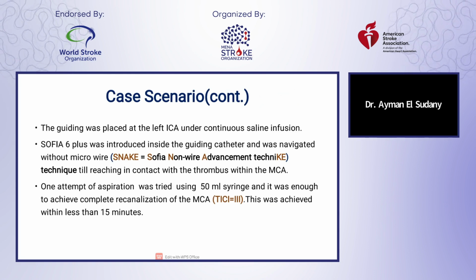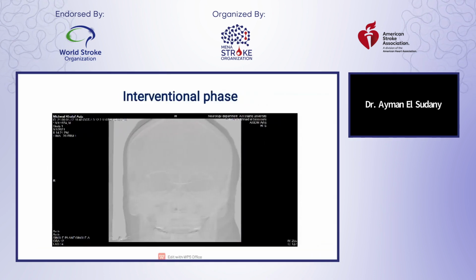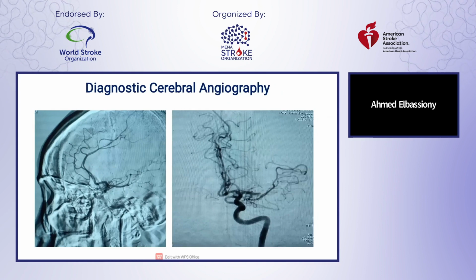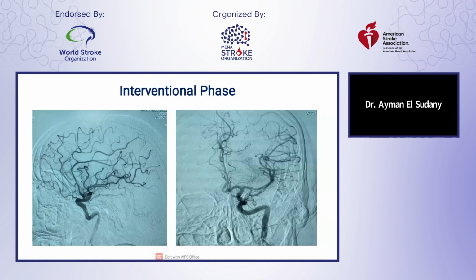Using a 20 milliliter syringe, one attempt of manual aspiration was tried, and we succeeded in achieving complete recanalization of the left MCA, TICI 3. This was in less than 15 minutes. Again, these are the initial images as we see left MCA M1 occlusion, and these are the images after one attempt of aspiration, complete recanalization of the MCA. Here we can see the anterior view and the lateral view.